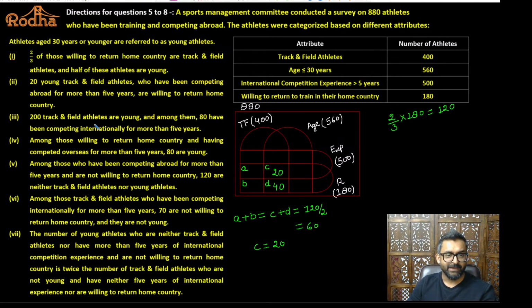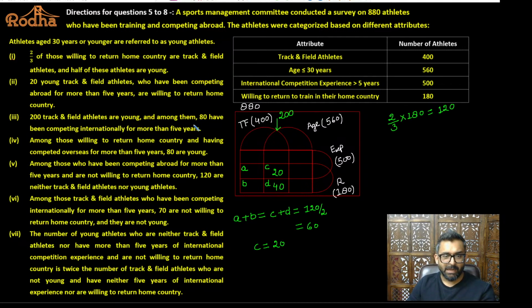200 track and field athletes are young. That means the people who are common in track and field athlete and age are 200. This number should be 200. This and this number is 200. I hope you are getting the point. 200 track and field athletes are young, so the people common in track and field athlete and age are 200. This number is 200, from here to here. Will that be okay?